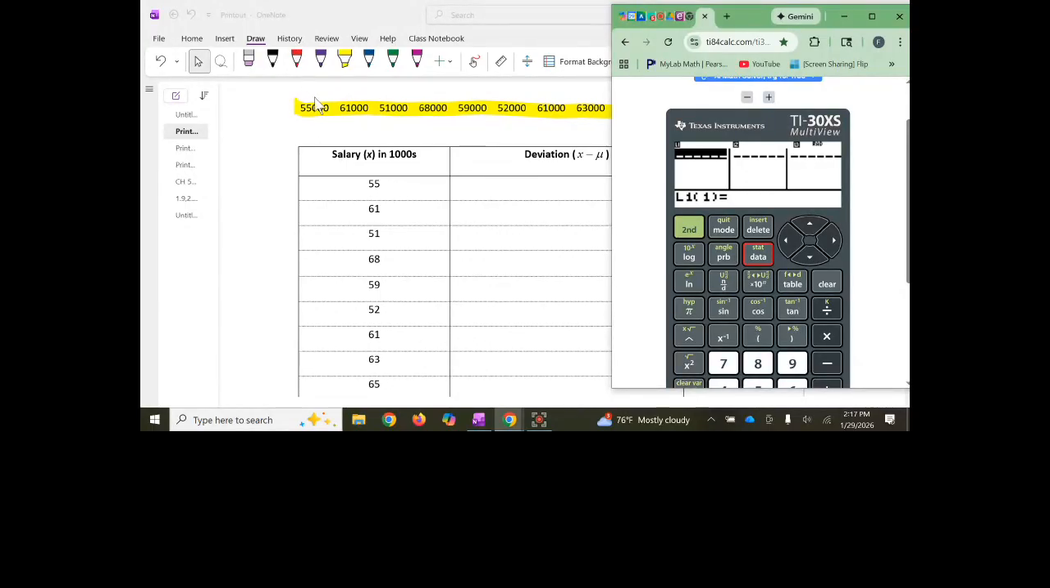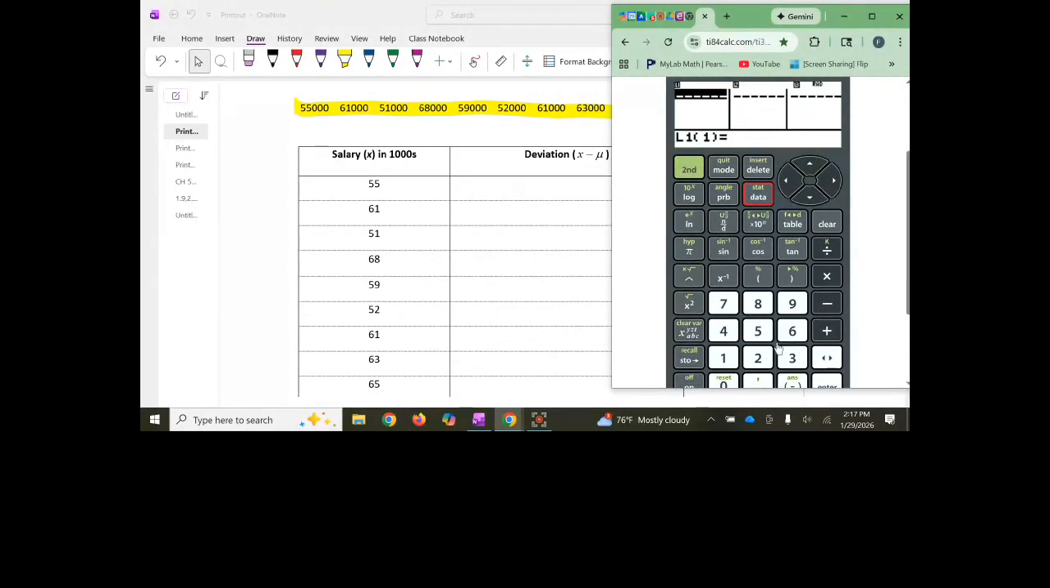Y'all, I'm keeping this as simple as I can. So when we say 55, we really mean 55,000, right? When I say 61, I really mean 61,000, okay? So let's enter those numbers in. So we got 55, 61. Again, we could add them all up and divide by 10, but we're going to be using the calculator pretty frequently.